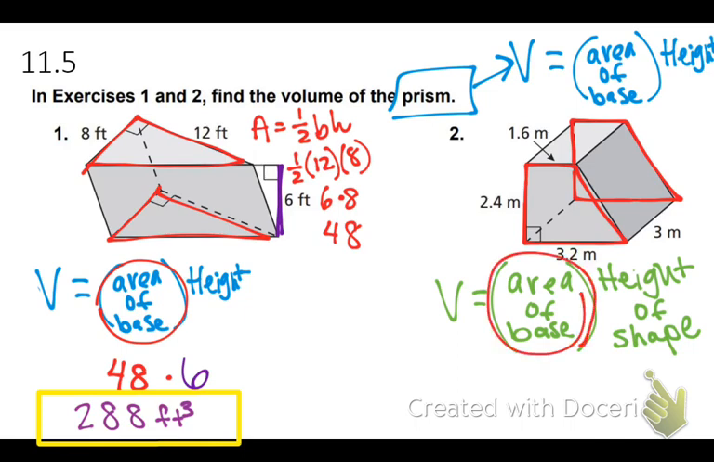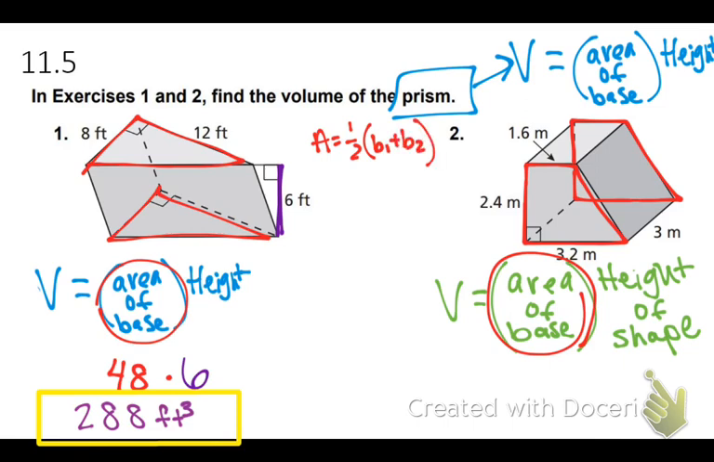What formula helps me find the area of a trapezoid? Perfect. So 1/2 times base 1 plus base 2 times the height. So we're going to only be looking at the trapezoid. So we should be looking at the numbers 1.6, 2.4, and 3.2. Which one of those are going to be our two bases? 1.6 and 3.2. Perfect.